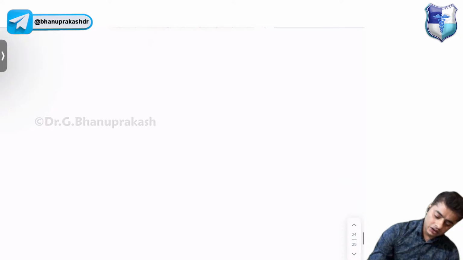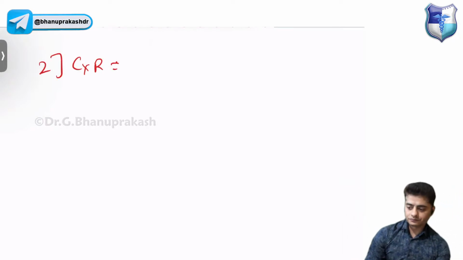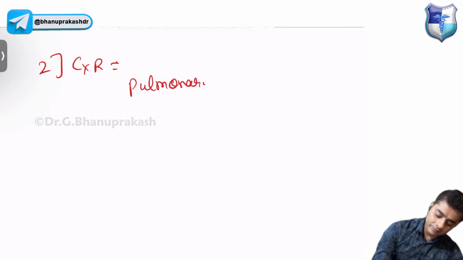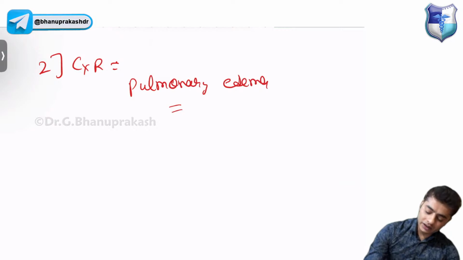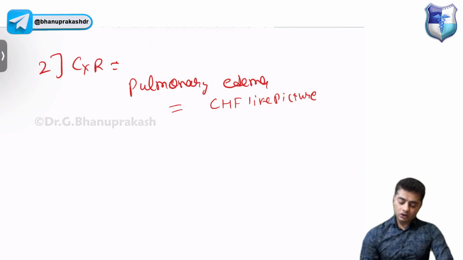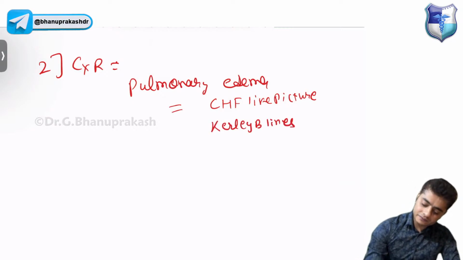Now, after ECG, we will come to chest X-ray. So, chest X-ray in pulmonary edema, which is due to MI, what will you get? You will get a CHF-like picture, which will show Kerley B lines.